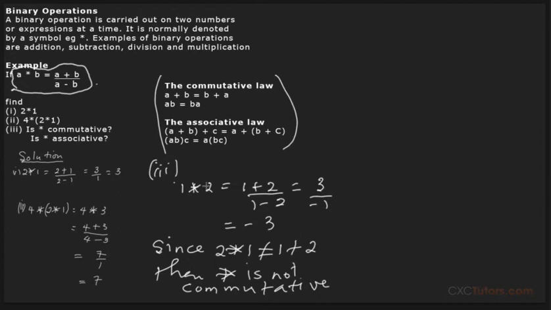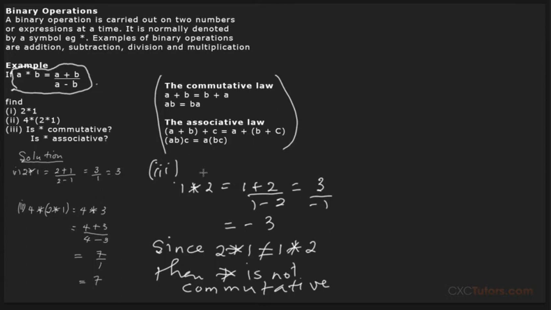However, suppose we had worked out 1 star 2 that gives a value of, let's say, positive 3, then the conclusion would be, since 2 star 1 is equal to 1 star 2, then of course star would be commutative. So we have to look out for equality in the result for the commutative property to hold. And since the two values are different, then the conclusion is that star is not commutative. The same thing we will do when we are testing for the associative property. Now, is star associative?